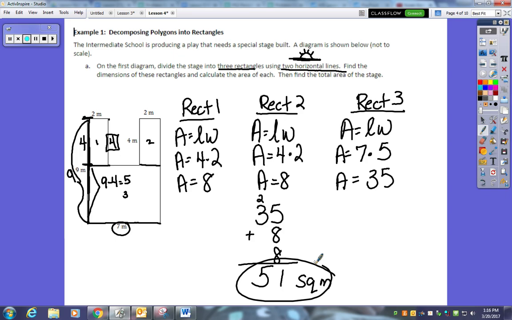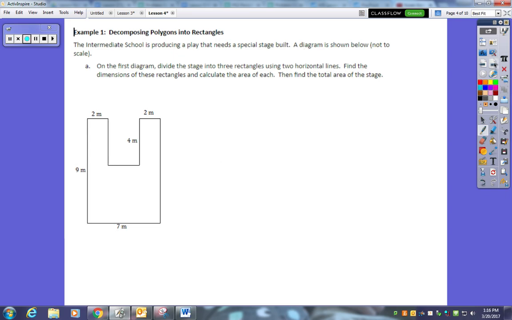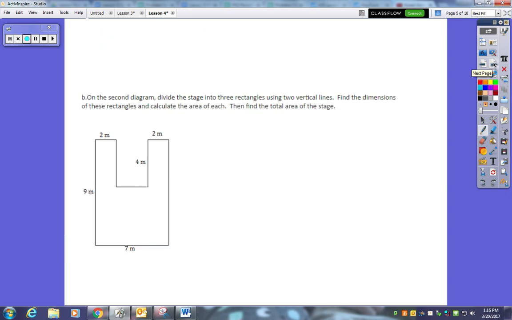Okay, let's look at the next one. You're going to notice the next one looks very similar. It's the same exact picture. This time, though, it says, on the second diagram, divide the stage into 3 rectangles using 2 vertical lines. Remember, vertical splits a V directly in half, so those are up and down lines. Find the dimensions, calculate the area, and then find the total area of the stage.